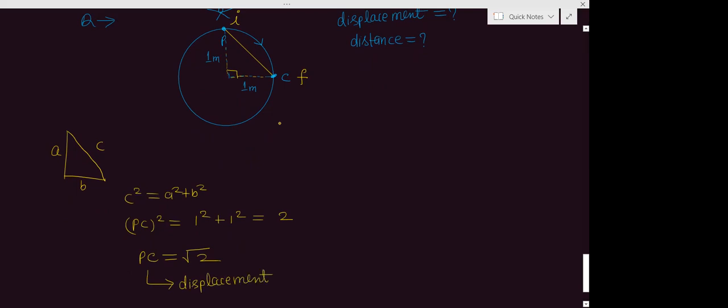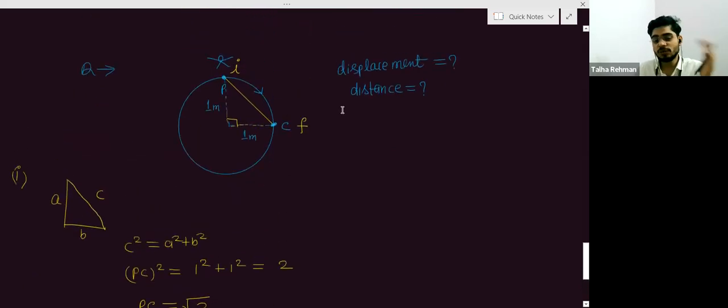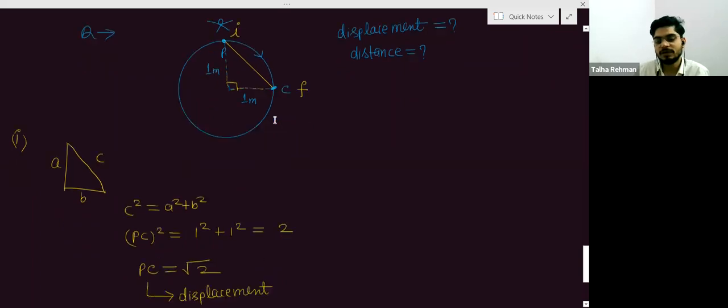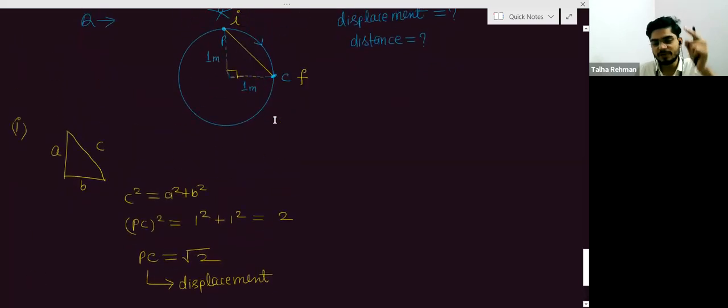Okay. So this is your displacement. This is your first part. Now in the second part, they are asking the distance. So distance is the actual path. This curved path, this quarter of the circular path is the distance. So distance will be 1/4 of the total distance covered in the circle.